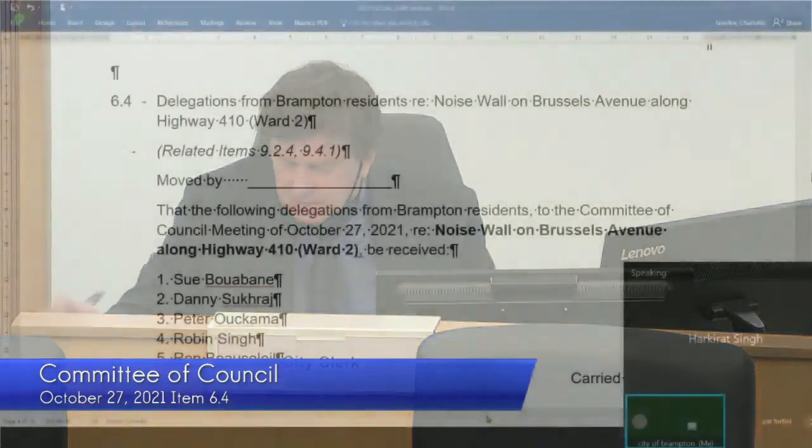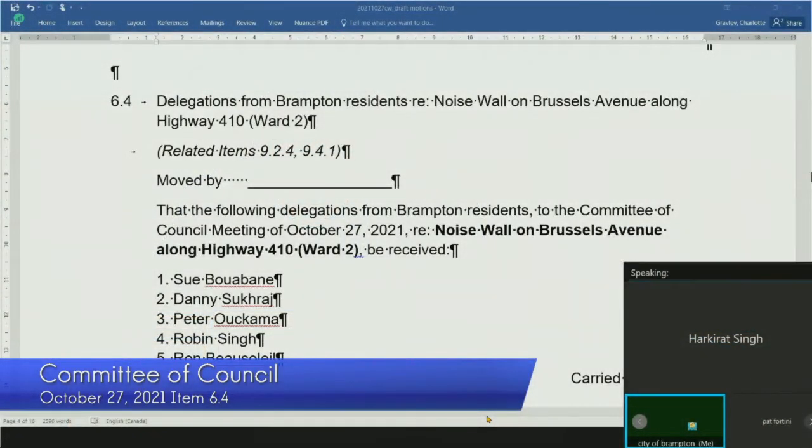Okay. Also, we have Danny Sukraj here. Delegation 3, Peter Ukama, and Delegation 4, Robin Singh, do not seem to be present. So at the moment, we only have Danny Sukraj and Ron Beausoleil. So Danny, you can unmute your mic, and you have up to 5 minutes to address the committee. You can proceed. Okay, thank you for clarifying, Clerk. Am I on? Everybody hearing? Yes, we can. Okay.